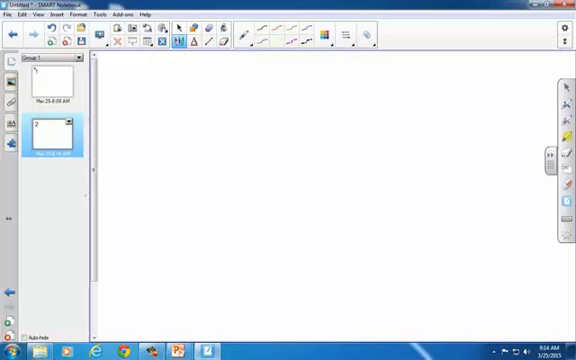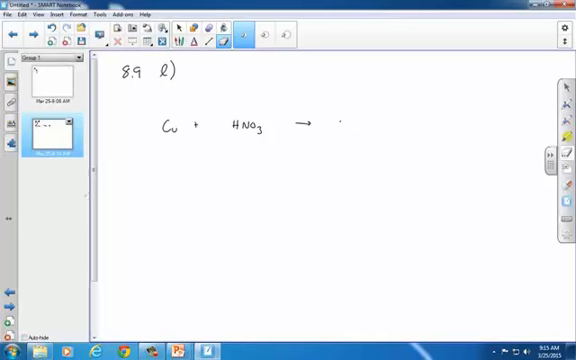This is 8.9 L. Oops, started looking at the wrong one there.